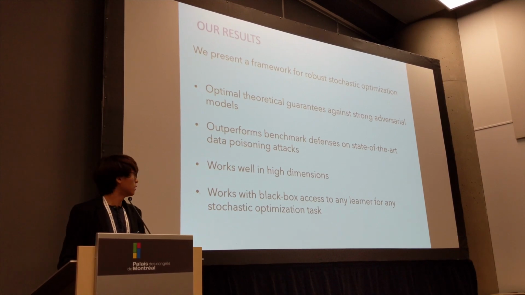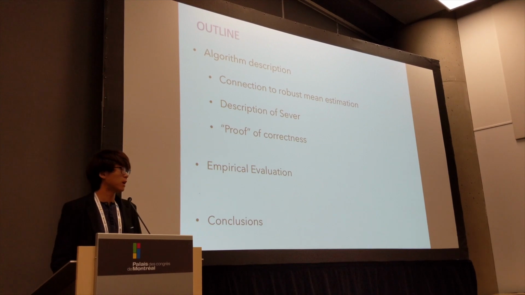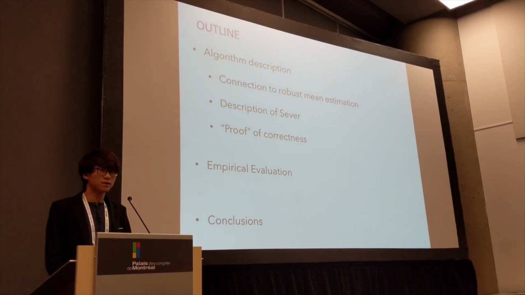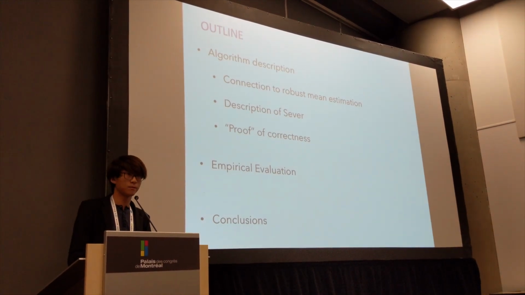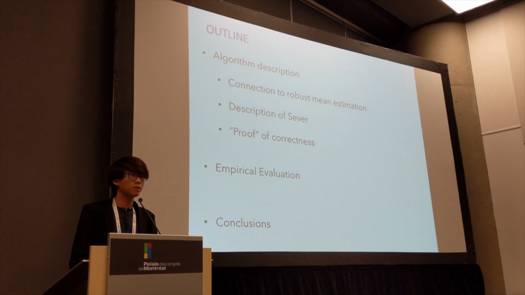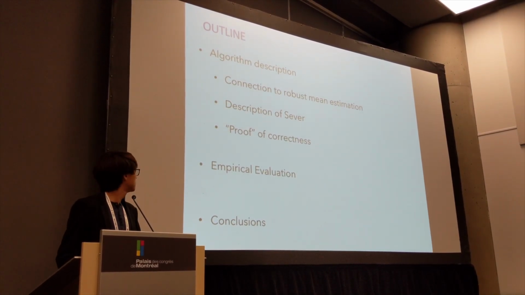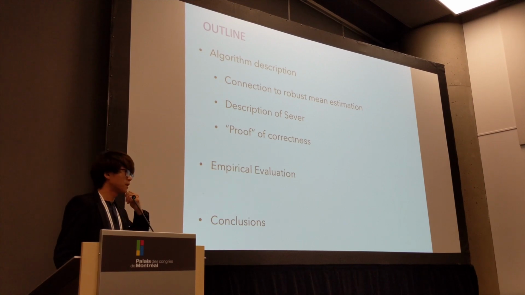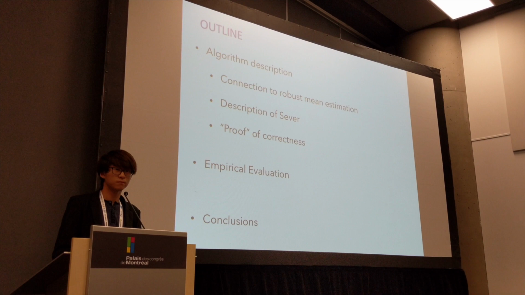Okay, so this is the outline of the rest of the talk. I'm going to first describe some connections to a very important primitive called robust mean estimation. Then I'm going to describe our algorithm, which we call Sever. I should have said that. And then I'm going to give a very high level, a bird's eye view proof of correctness. I'm going to demonstrate its results on empirical evaluations, and then finally I'll conclude.